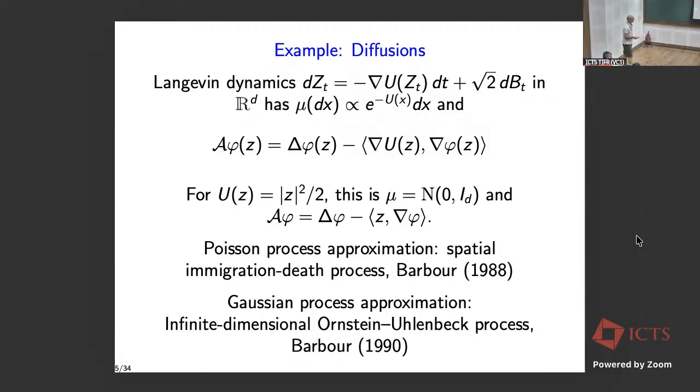But this was mostly introduced at the end of the 80s by Andrew Barbour in two cases. One is Poisson process approximation, and the corresponding process is what's called a spatial immigration death process. You have points popping up at different places, and then they die with rate 1, and so the stationary distribution of that is a Poisson point process. And you can also use this for Gaussian process approximation. So you approximate the whole process, and the corresponding object is an infinite dimensional Ornstein-Uhlenbeck process. So you have like a Brownian motion that fluctuates over time. So the whole diffusion becomes a Markov process.